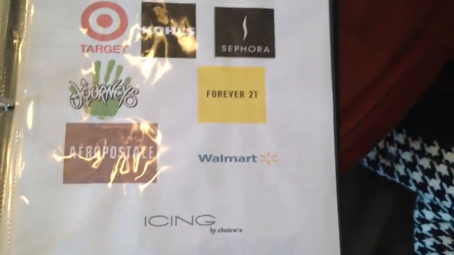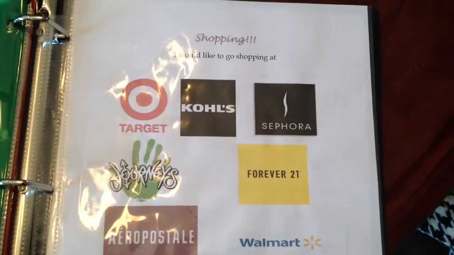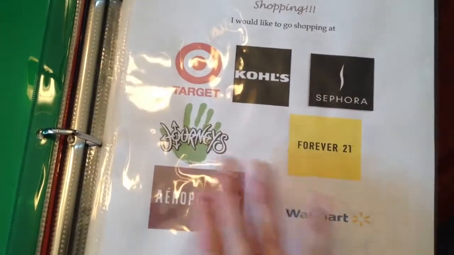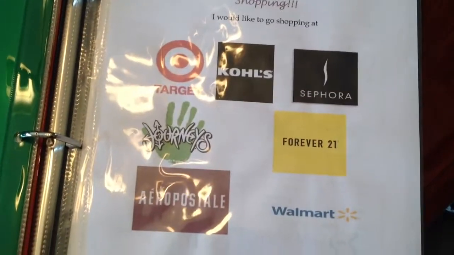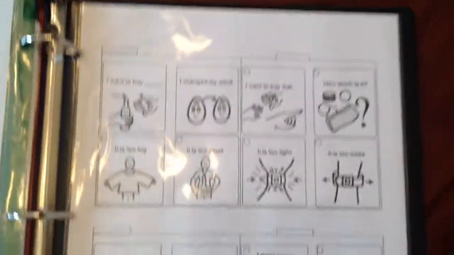My favorite, the shopping page. I've included a lot of common stores here that teenagers would like to shop at for clothing, jewelry, shoes, whatnot. "I would like to go shopping at," and she could simply point to the logo of the store that she would like to go to. And for this, I've used Boardmaker.